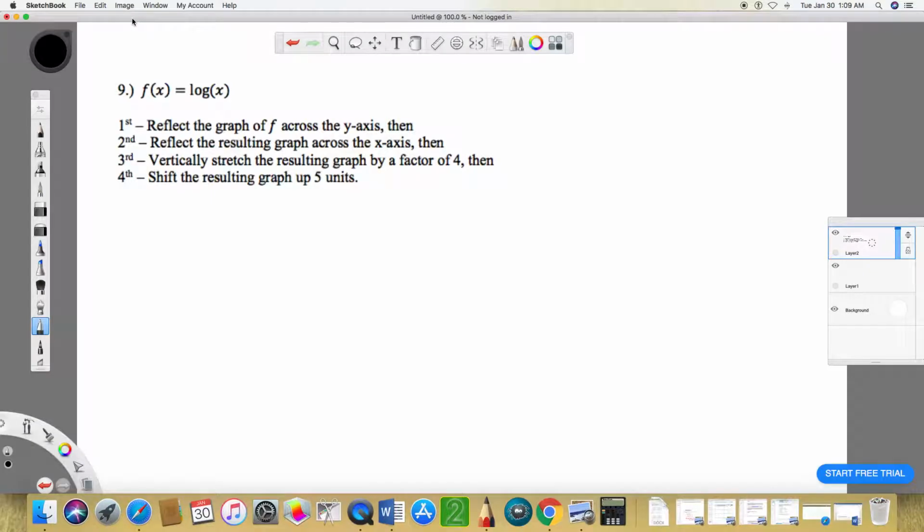Let's take a look here at number 9. Our parent function is the log function. It's a common logarithm. The base 10 is implied. Our first transformation is reflecting it across the y-axis. That's going to be a transformation on x.